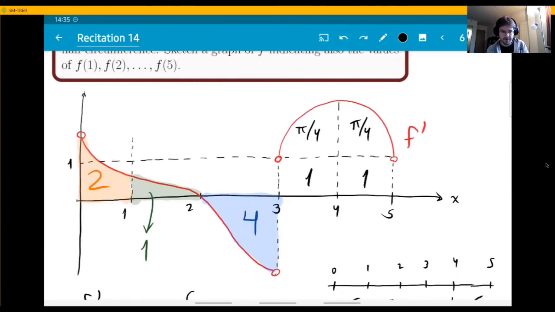Remember, this red graph here is the graph of f prime. The integral between 0 and 1 represents the area. Negative if that area is below the axis, positive if it's above. In this case, it is positive. So +2.